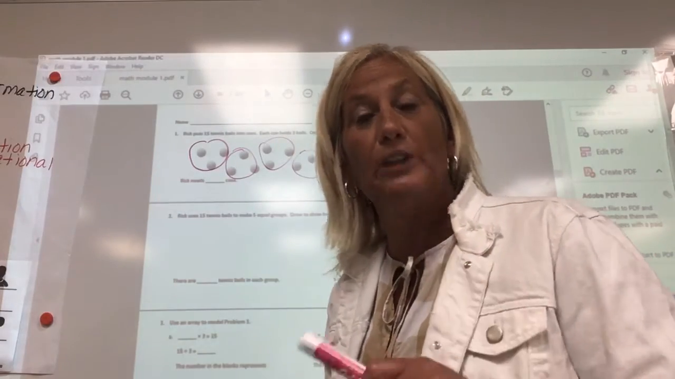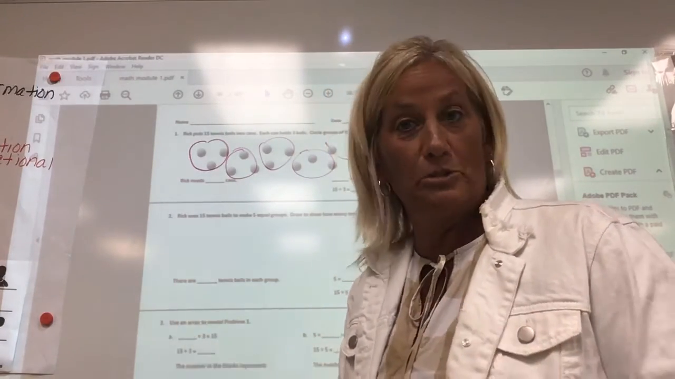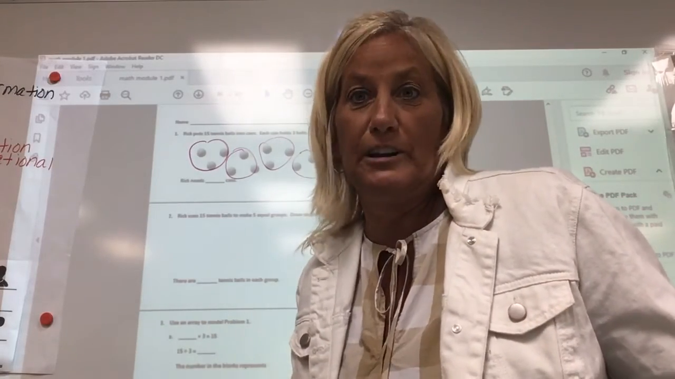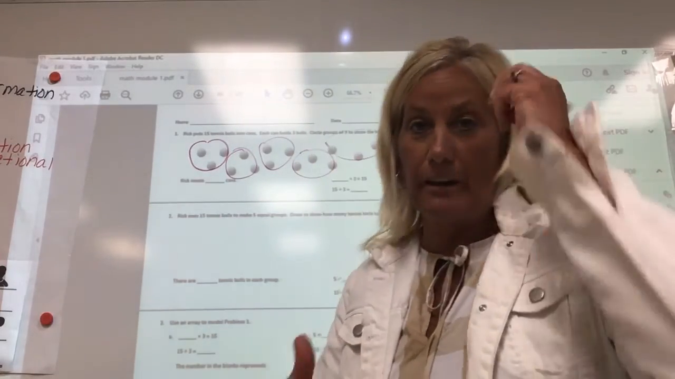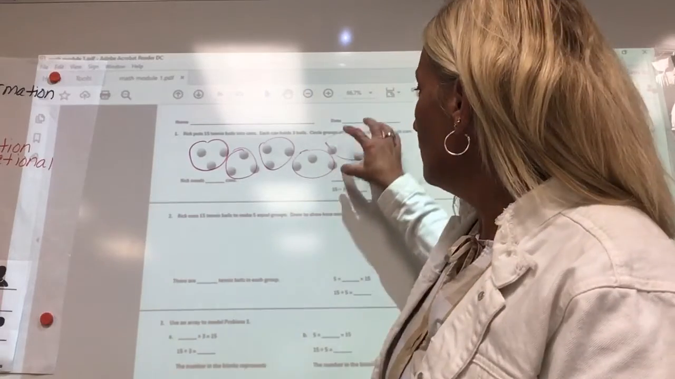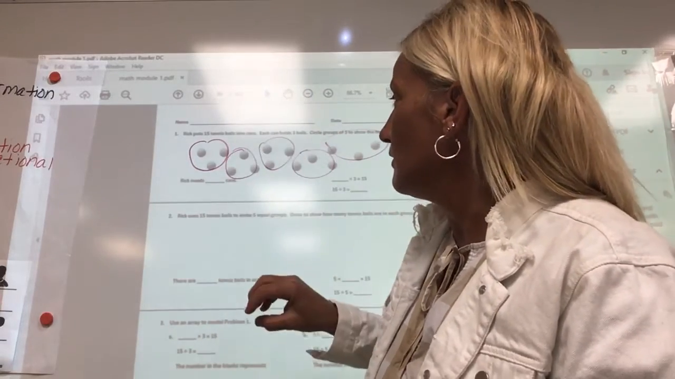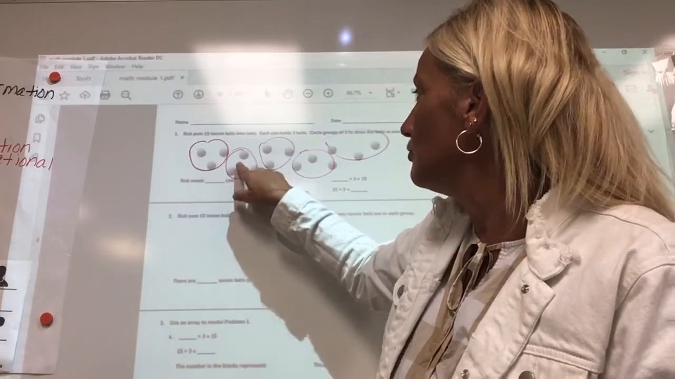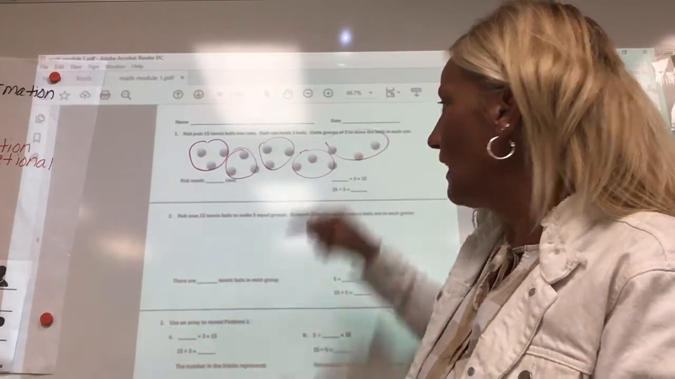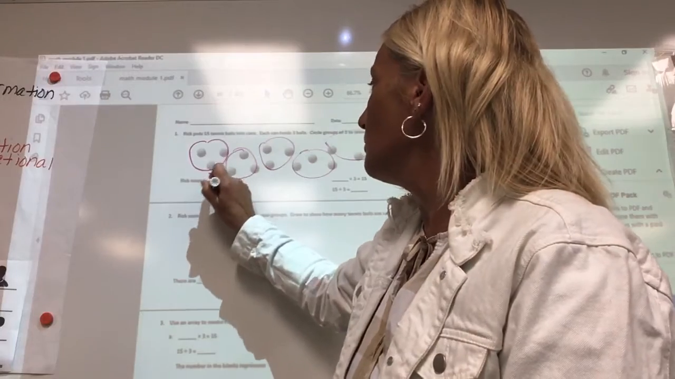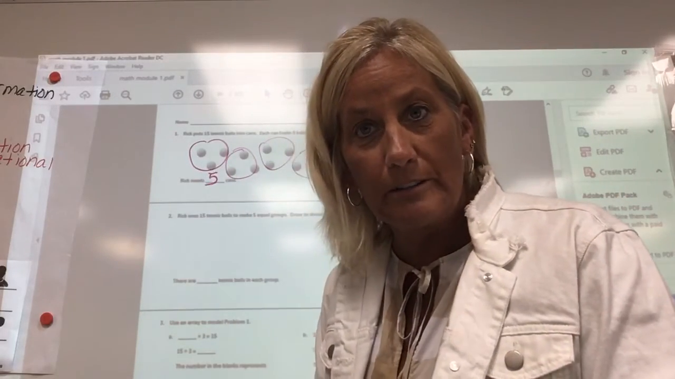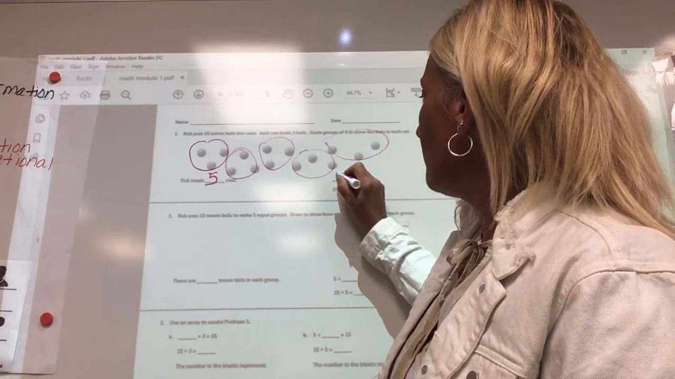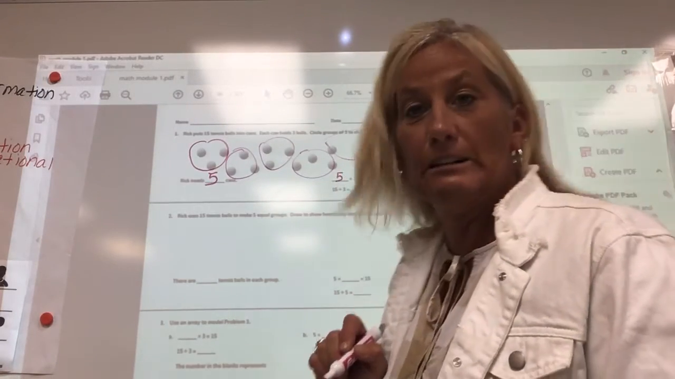Now remember, a multiplication fact has equal groups, okay? There's nobody left out, or it wouldn't be a multiplication fact. It would have a remainder, but we're not going to get into that yet. So these are equal groups of 3. So how many cans does Rick need? Well, he needs 1, 2, 3, 4, 5, right? Because we put them into 5 equal groups of 3. So our problem would be 5 times 3 equals 15.